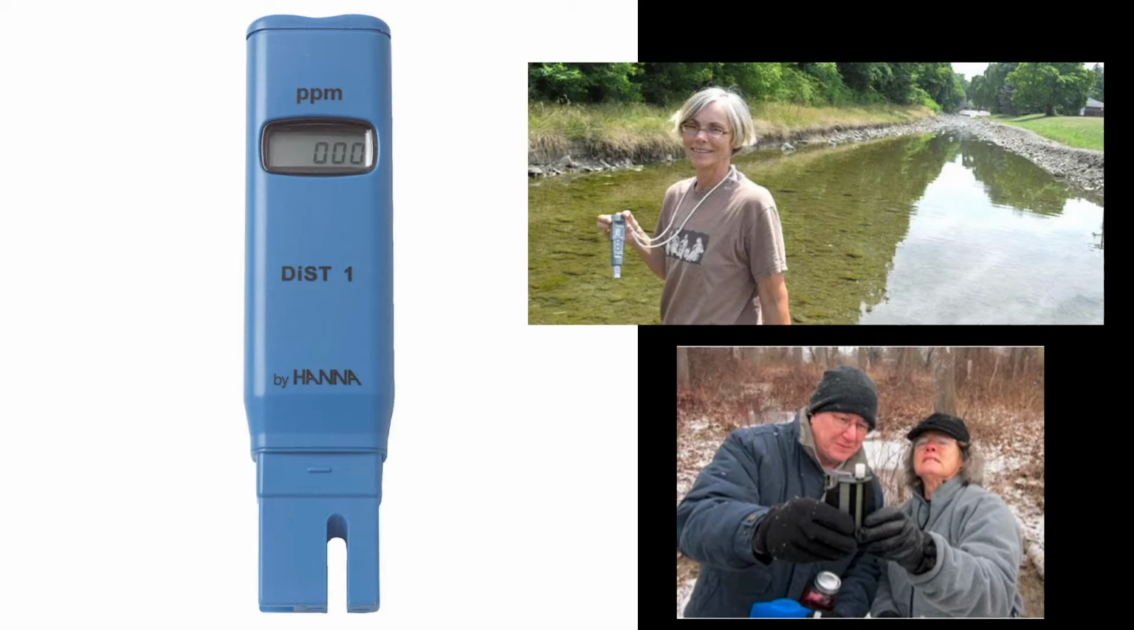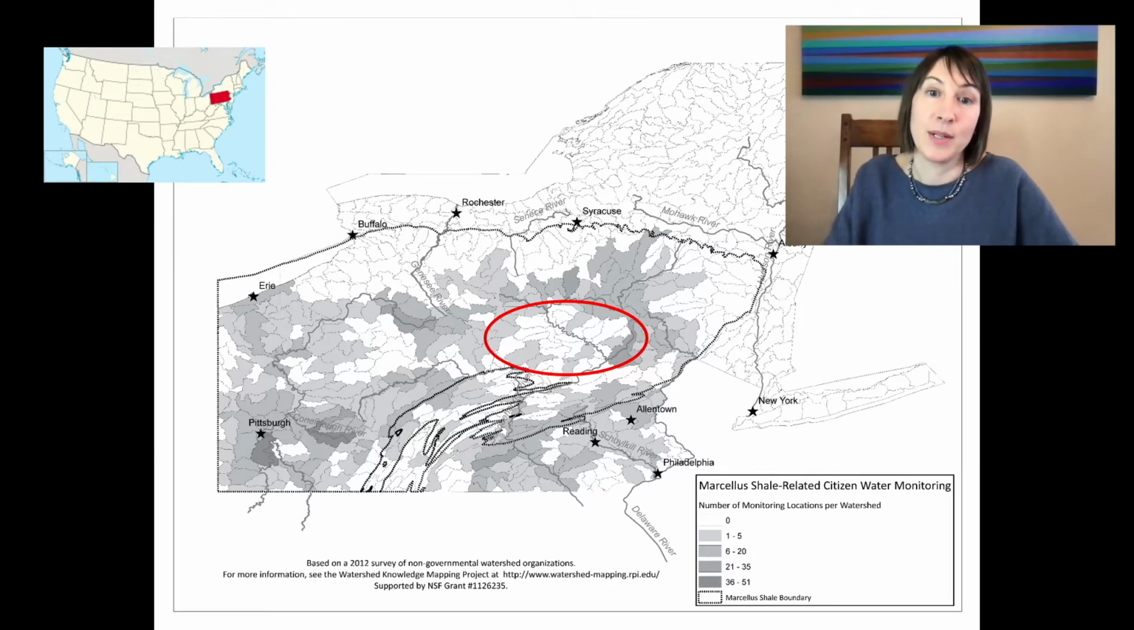They use devices like this conductivity meter, as well as pH testing kits and other simple tests that can be used by volunteers. As in most of the citizen science projects that we studied, volunteerism is really crucial to this effort. But unfortunately, I found that relying on volunteers to monitor the environment can lead to unequal access to knowledge. In a study that I conducted in 2012, I found that volunteer groups were, in fact, monitoring many watersheds in Pennsylvania, but several watersheds in the heart of gas drilling areas lacked volunteer monitoring efforts.